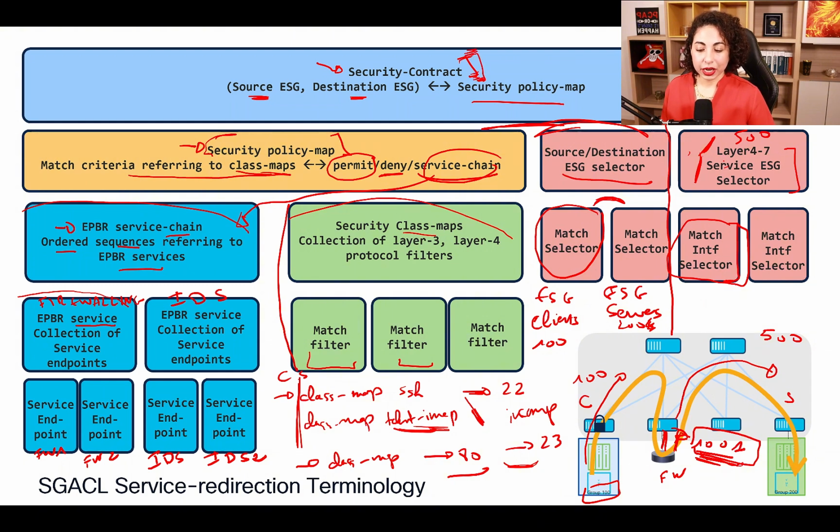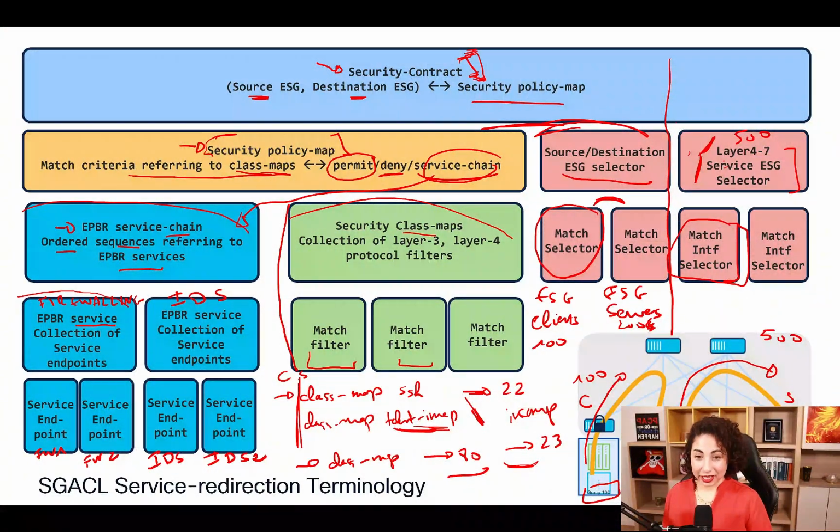The security contract is what allows us to put the glue into all the pieces of the puzzle and say what is the ESG source, what is the ESG destination, and what kind of action we want to do inside of it.